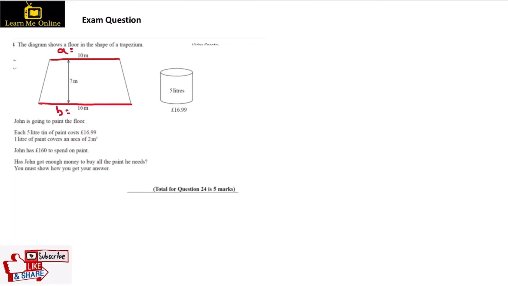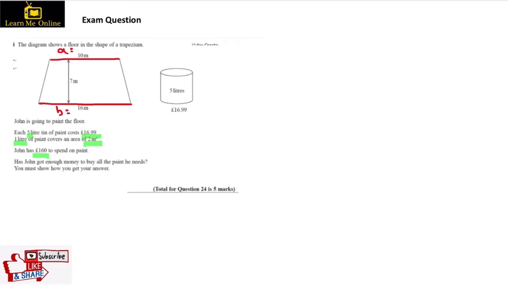Now the diagram shows that the floor is in the shape of a trapezium. John is going to paint the floor. Each 5-liter tin costs $16.99. I'm going to highlight this. So 5 liters cost $16.99. 1 liter of paint covers an area of 2 meters square. John has $160 to spend. Has John got enough money to buy all the paint he needs? You must show the working out.